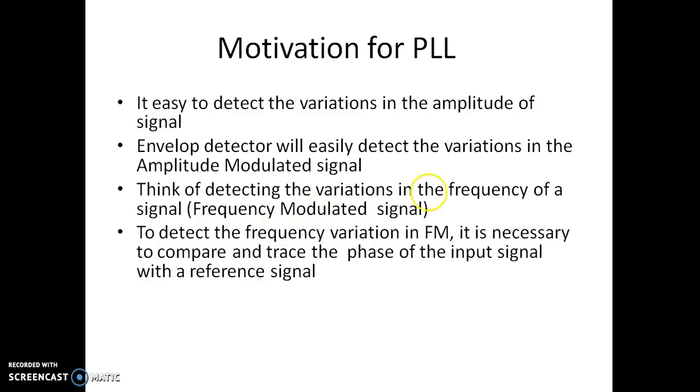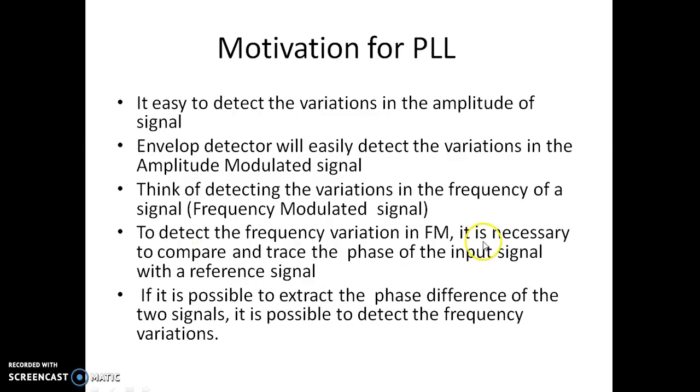Now to detect the frequency variations in an FM signal, it is necessary to compare and trace the phase of the input signal with a reference signal. So if you want to verify the variation in the frequency of an FM signal, which is a frequency modulated signal, it is necessary to compare and trace the phase of the incoming FM signal with a reference signal. Now we need to have a reference signal so that you can compare its phase with the incoming signal having some frequency variation. When you compare, then only you are able to trace the variations in the frequency.